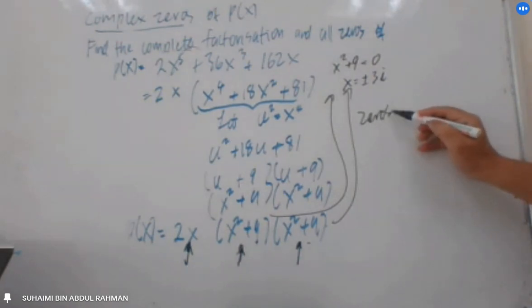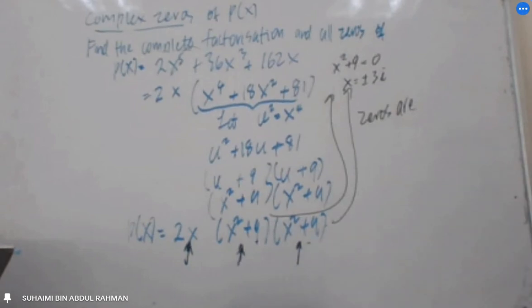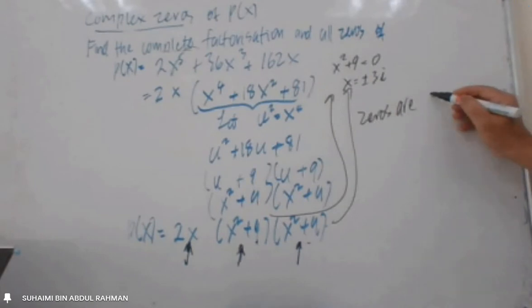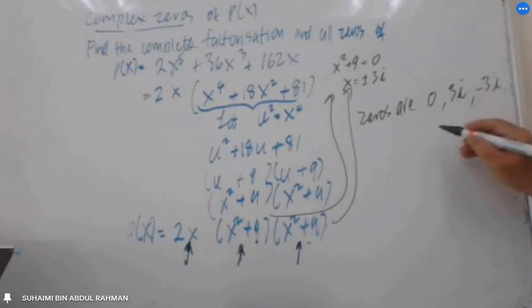Therefore, what are our zeros? 1/2, 0, 0. 3i, 3i, negative 3i, negative 3i.